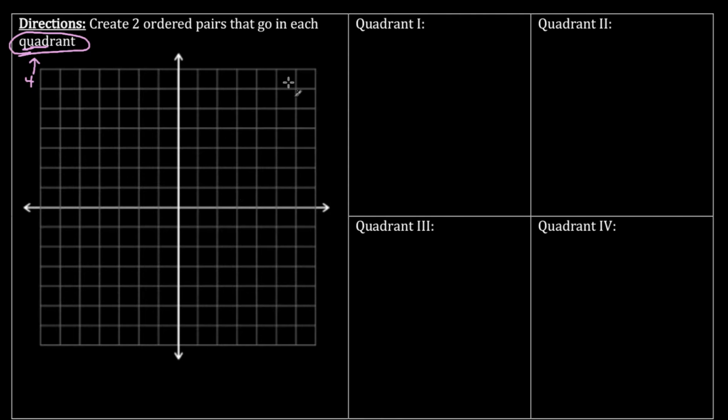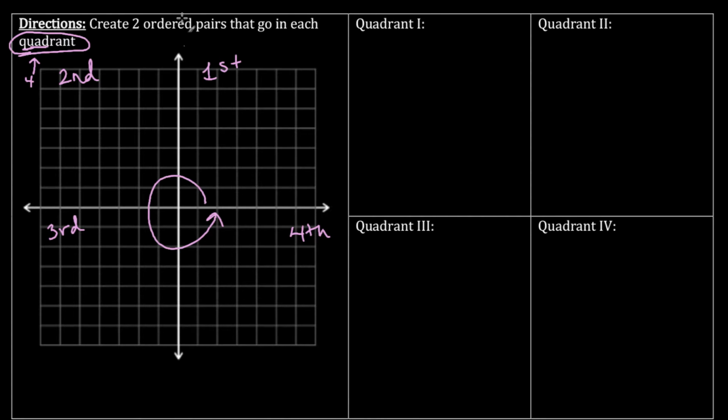So we have 4 parts. We have this part, this part, this part, and this part. This quadrant, this quadrant, this quadrant, and this quadrant. This is our first quadrant. And we actually count them going this way. So this is our second quadrant. This is our third quadrant. And this is our fourth quadrant.